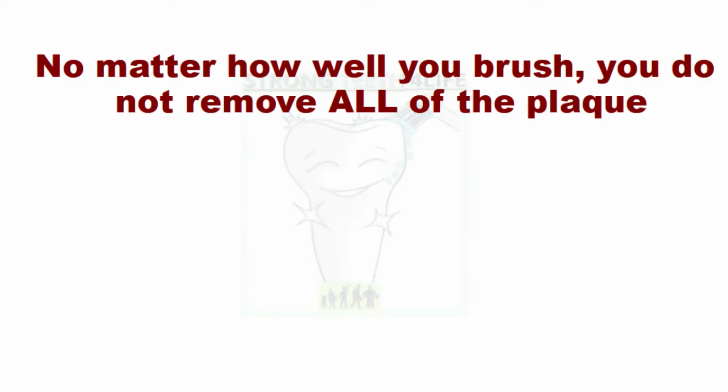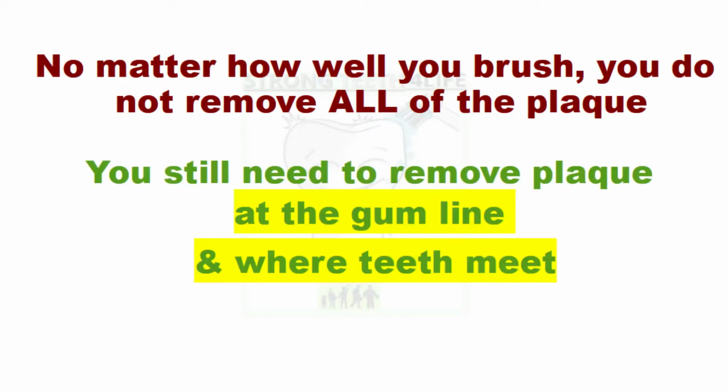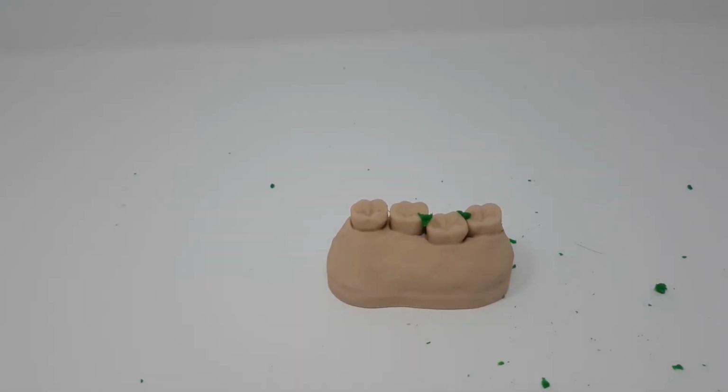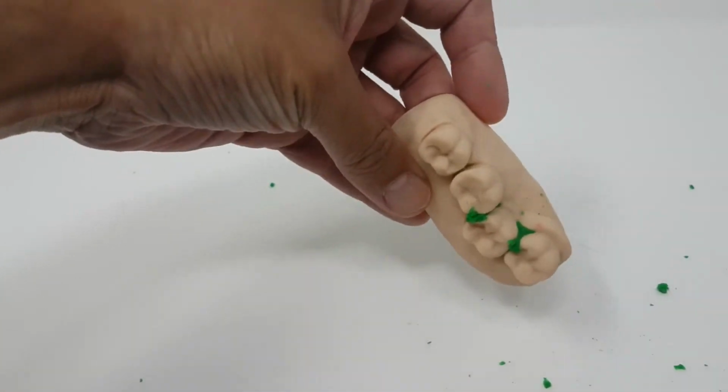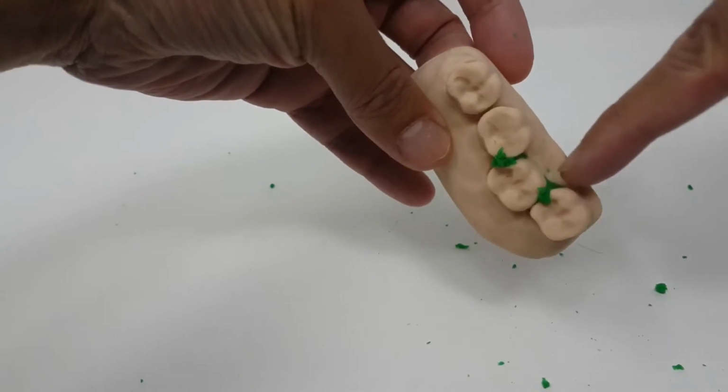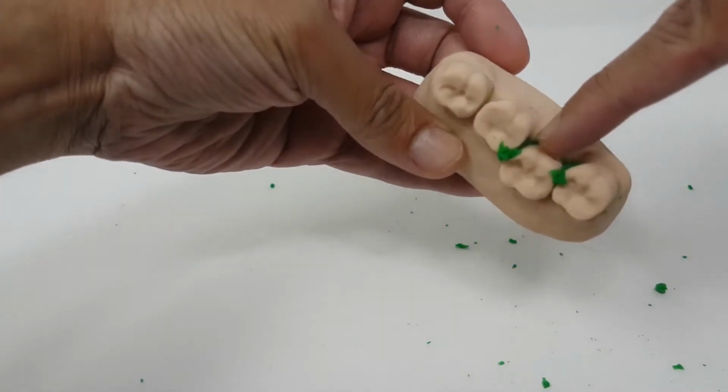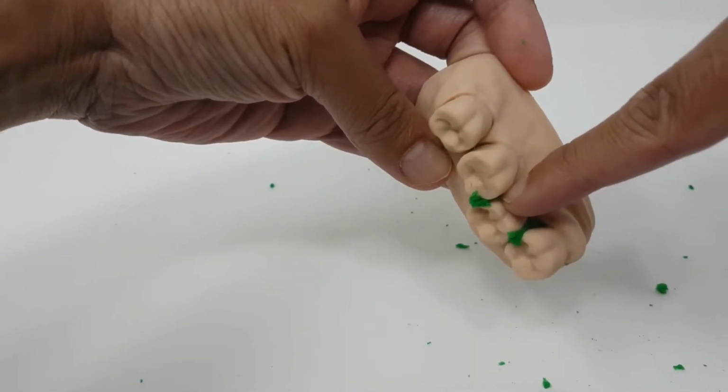No matter how well you brush, you do not remove all of the plaque. You still need to remove plaque at the gum line and where teeth meet. The next thing we're going to do is clean in between your teeth. This is for areas where the toothbrush simply can't go in, because this is the area where the food and the plaque is jammed between your teeth.